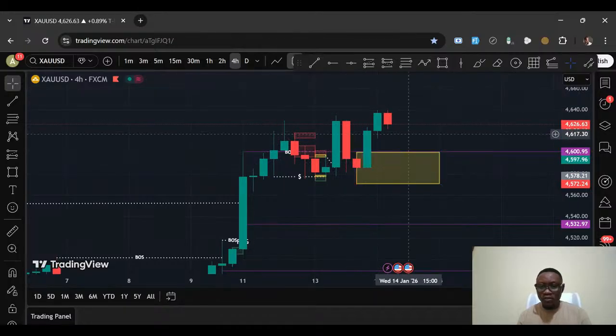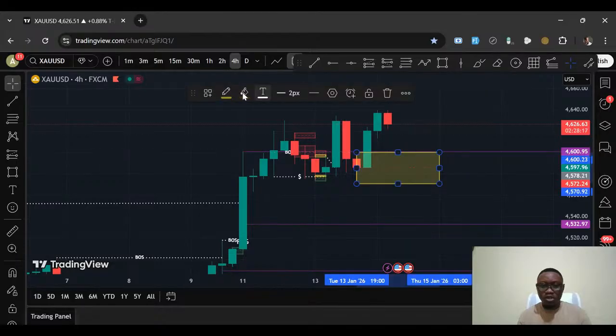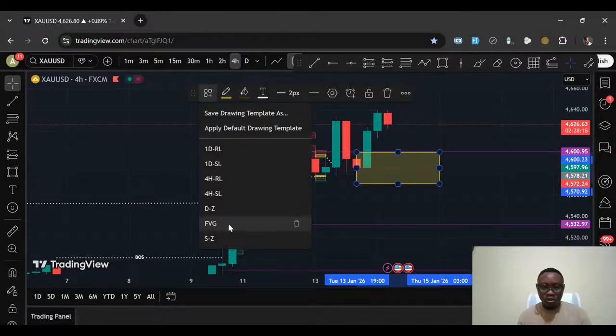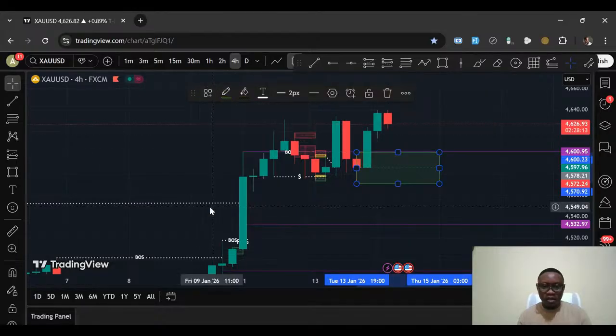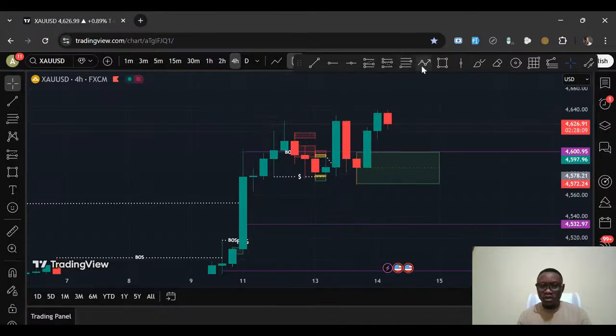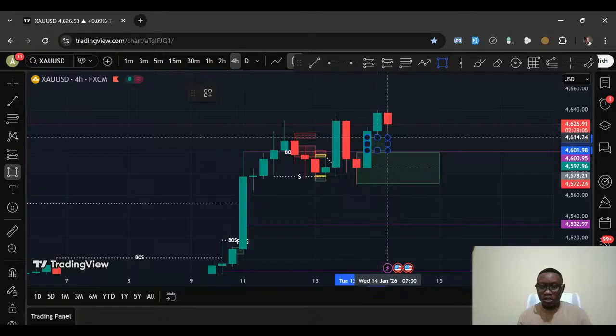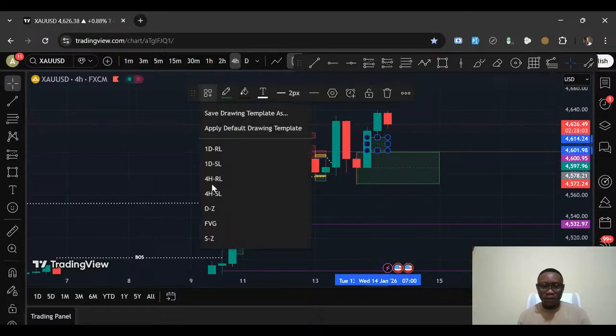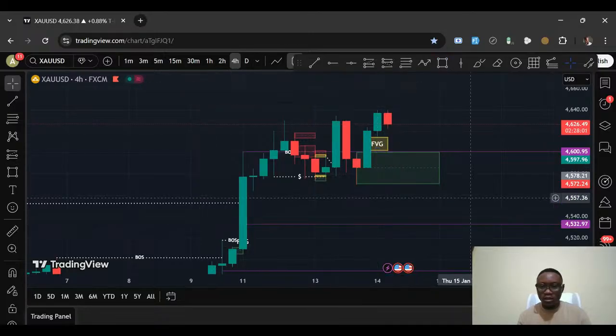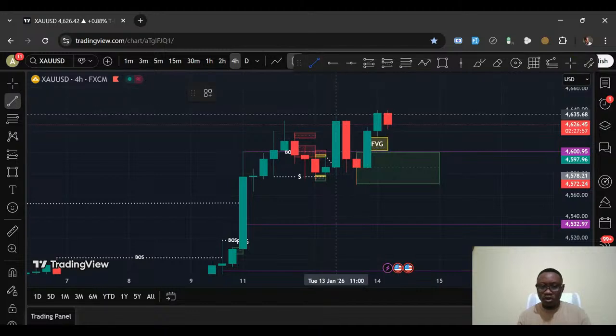We have the fair value gap here. So these are bullish or demand order block zone, like I used to call it, demand order block zone. And this is my fair value gap, the distance between this and this. And of course, this is my break of structure.